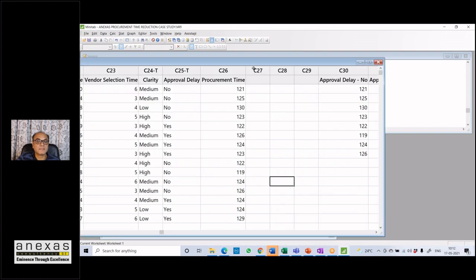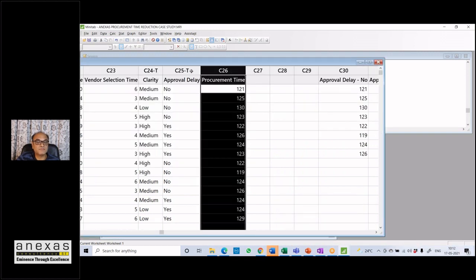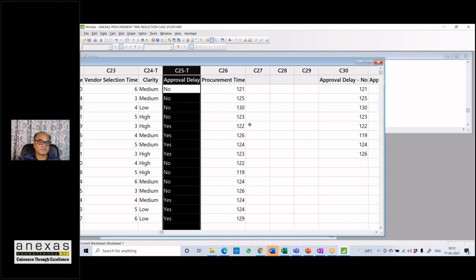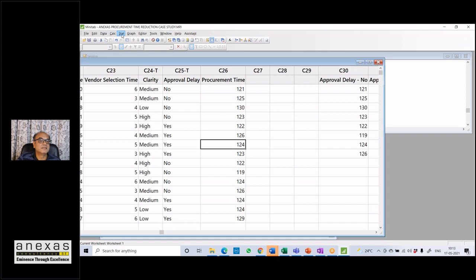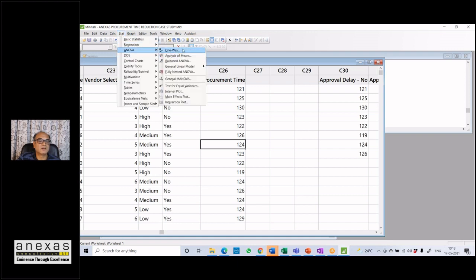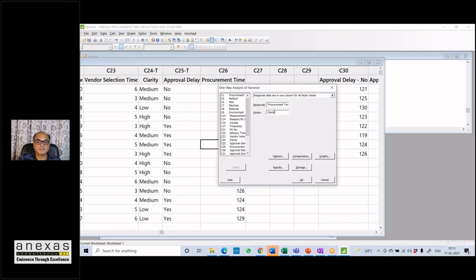Let us look at the procurement time. Is it affected by the approval delay? Approval delay is yes or no. Here it is attribute data. So I'll look for ANOVA again. I'll just do ANOVA here. Stat, ANOVA on procurement time, and this time I want to study the approval delay, yes or no. Where is it? Yeah, it's here. Approval delay.